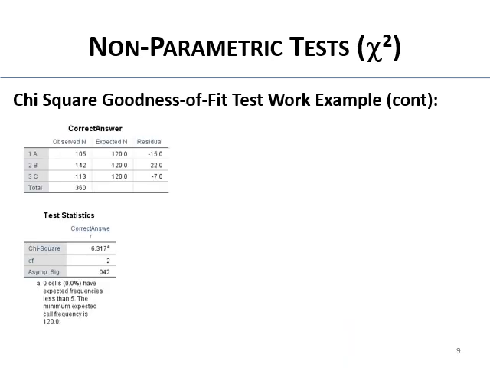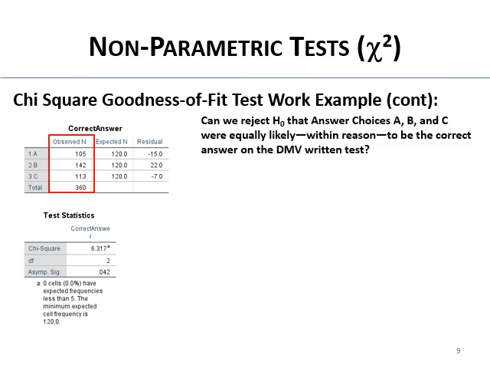So here's the actual chi-square test that comes out of SPSS, and there's our observed Ns again. So can we reject the null that answer choices A, B, and C were equally likely, within reason, to be the correct answer on the DMV written test? And the within reason means there's always a little bit of chance up or down. So is this difference big enough that we could say it's real? That's why we do the test, because we're bad at judging probabilities.